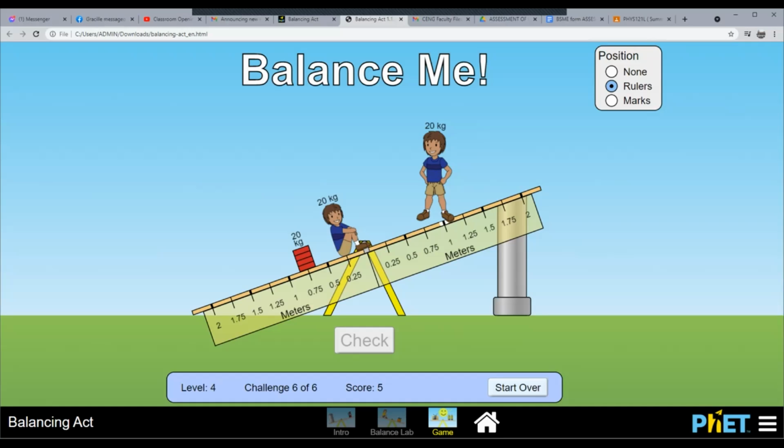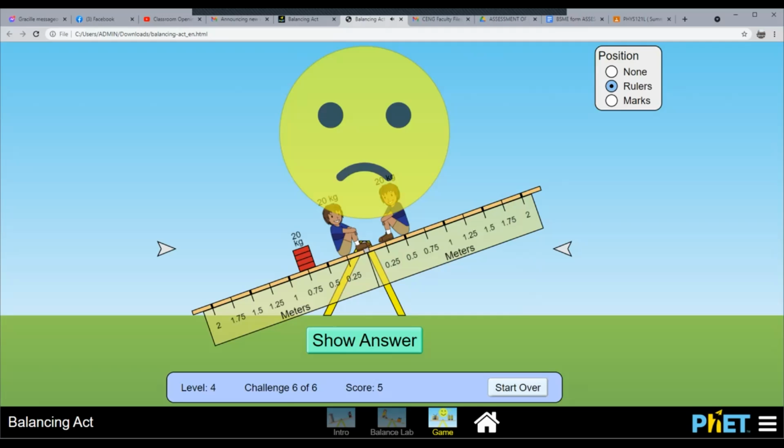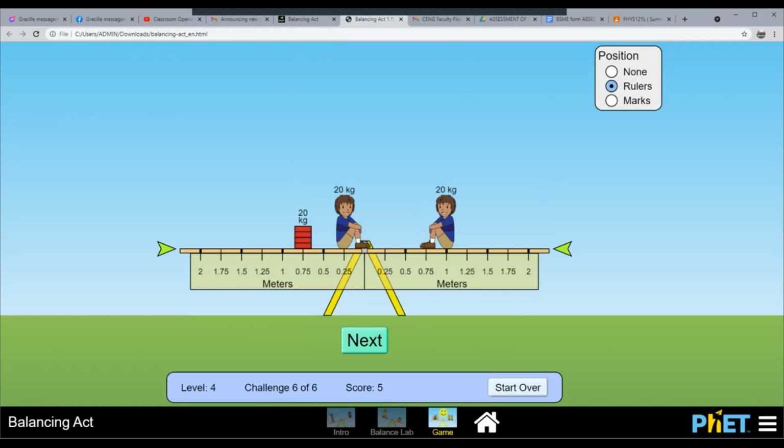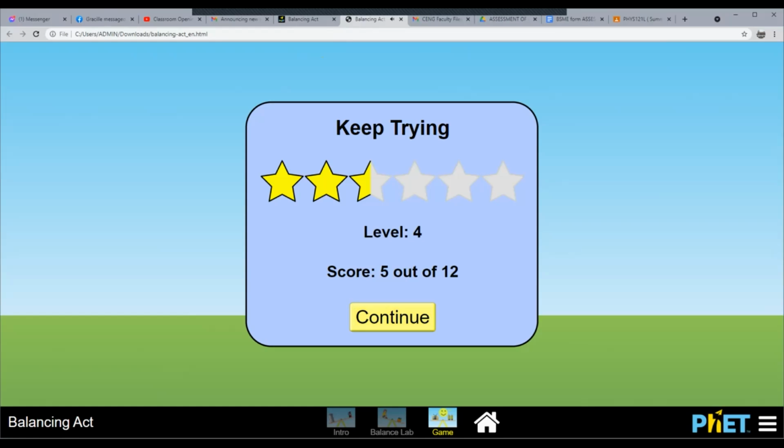Sa 0.5 po, ma'am. Is this your answer, 0.5? So let us check. Still incorrect. That should be in 1 meter. Okay, should be in 1 meter from the fulcrum. We've got 5 out of 12 on the last level.